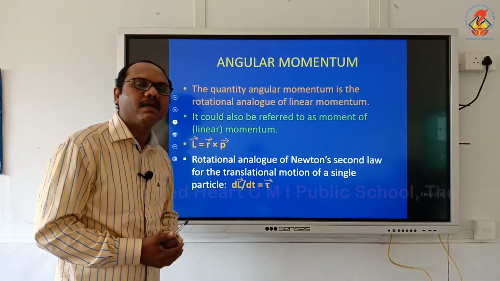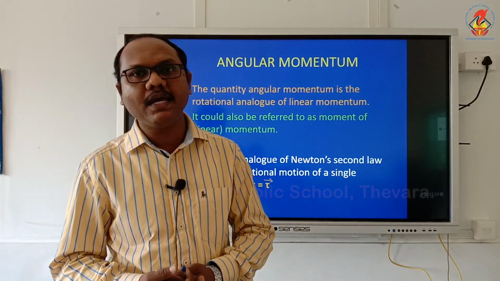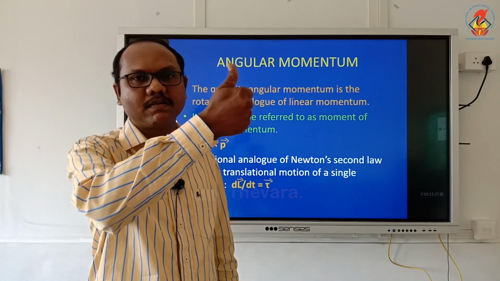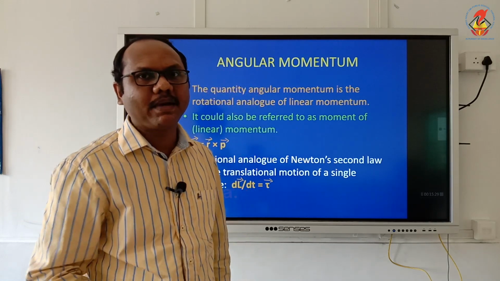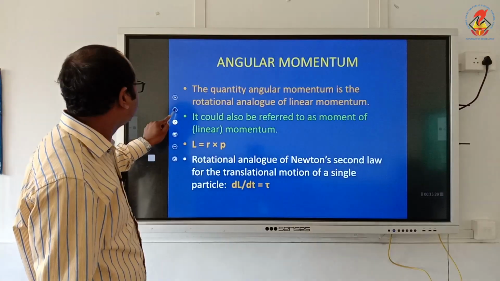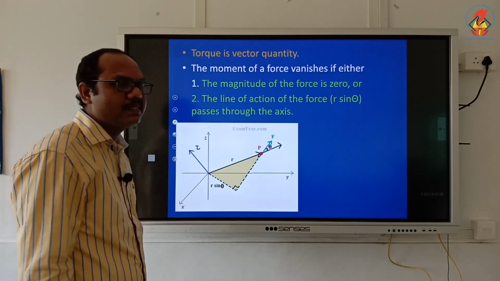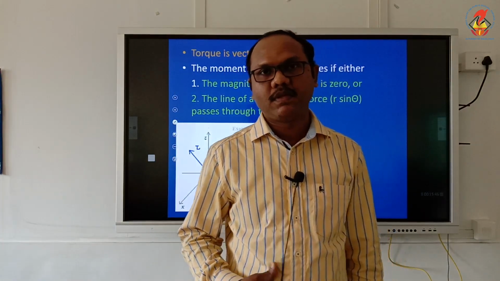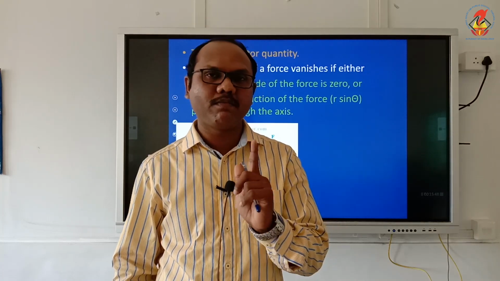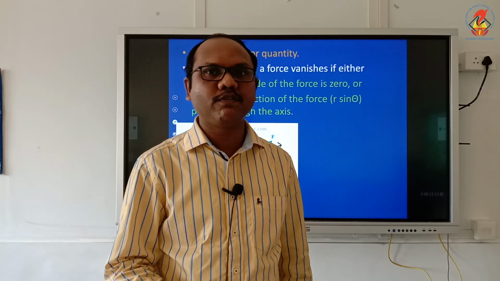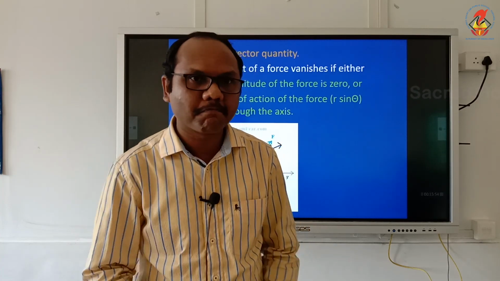Now angular momentum is also a vector quantity. Its direction is given by the right hand rule. Okay, angular momentum is a vector quantity, direction is given by the right hand rule. Please note that also. So now we are going to find the expression for angular momentum. Give the heading, derive an expression for angular momentum.